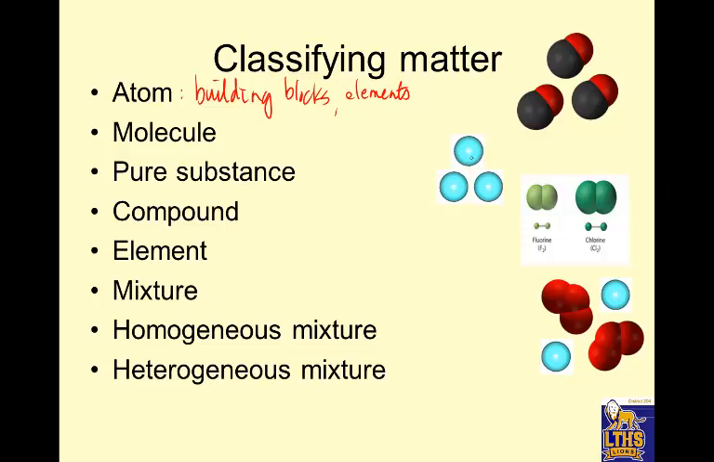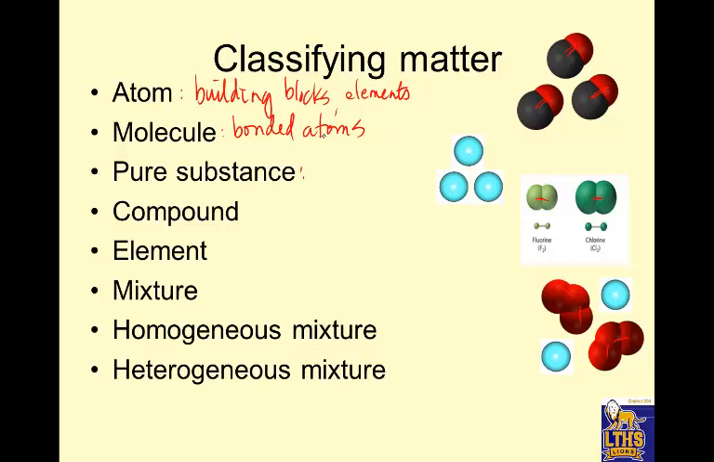So these are individual atoms. These are bonded atoms. But all elements have unique atoms. Molecules are bonded atoms. Instead of being individual atoms, molecules have a chemical bond that holds them together. So these are molecules. These are molecules because there's a chemical bond holding them together.